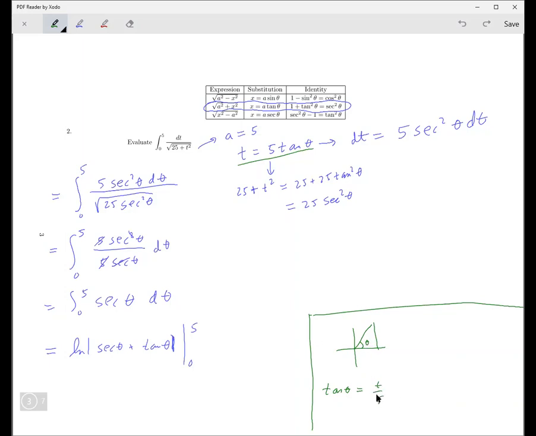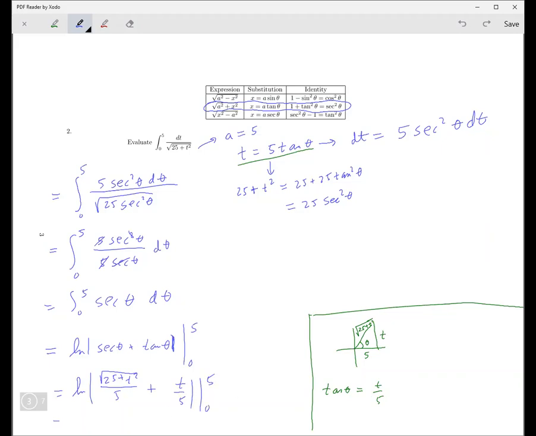Okay, so if this is our theta and tangent is t over 5, then I can make that t and I can make that 5. And then this one right here becomes the square root of 25 plus t squared, which is this here. Now the cosine is 5 over this. The secant is a reciprocal of that, so that will be the square root of 25 plus t squared over 5, plus the tangent, which is t over 5.